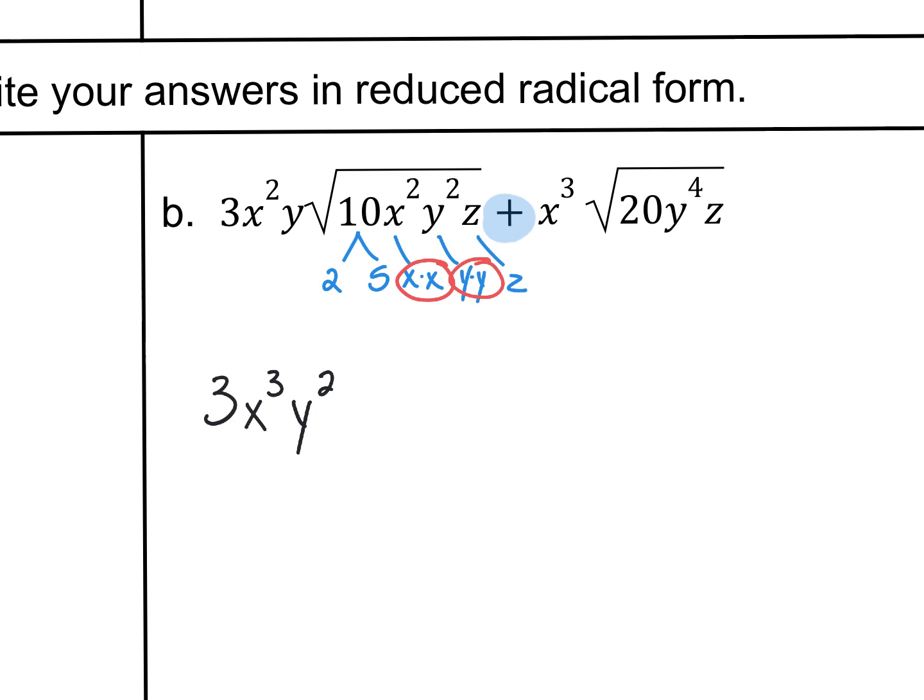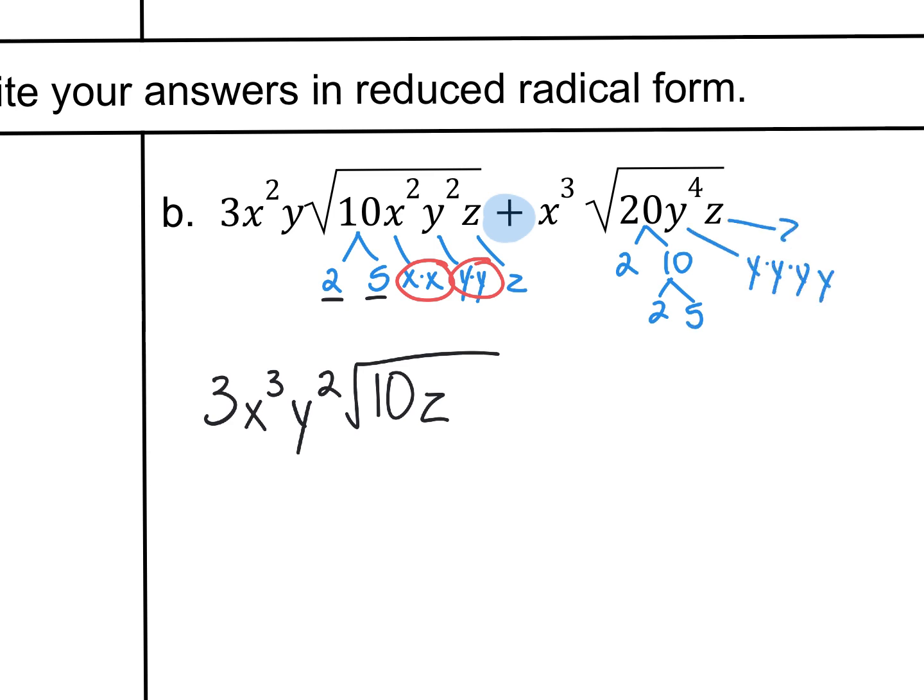Okay? And then who is left in jail? Well, we just said the 2 and the 5 cannot escape, so they're going to stay 2 times 5, which is 10. And that z also has to stay put. Now we're going to do the same thing, but we're going to do the second term. Okay, break down 20. Okay, break down these variables. And now let's see who's breaking out.